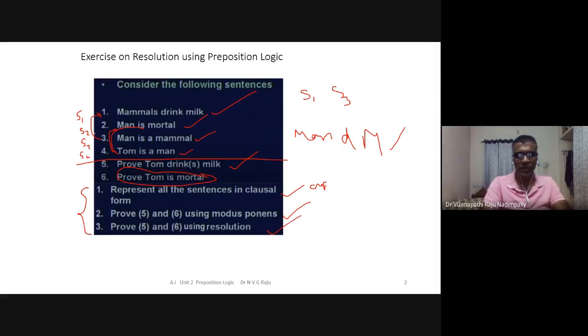These are the 4 sentences they have given, and they asked us to prove that Tom drinks milk and that Tom is a mortal. These 2 we have to prove. To prove 5 and 6, I can use 3 mechanisms: either CNF, modus ponens, or resolution. We will go one by one. Shall I move to the next slide? I think everyone understood the problem. If not, I have already posted the PDF file in the WhatsApp group, you can open it.